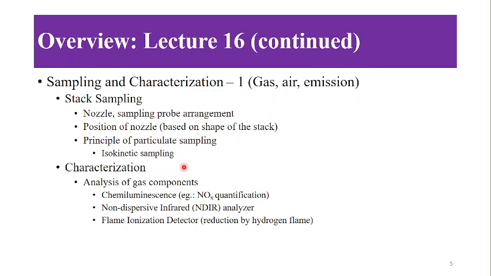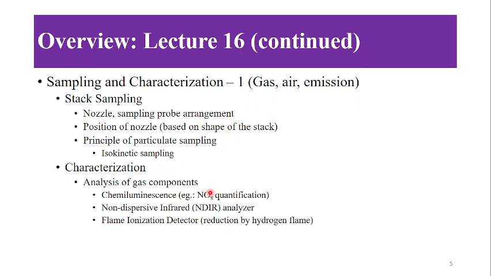Next is the characterization of the sample. So now we have collected the sample. How to characterize the gas components? One of the examples given was chemiluminescence. The example given there was for the quantification. The reaction between ozone and nitric oxide is quantified through chemiluminescence.